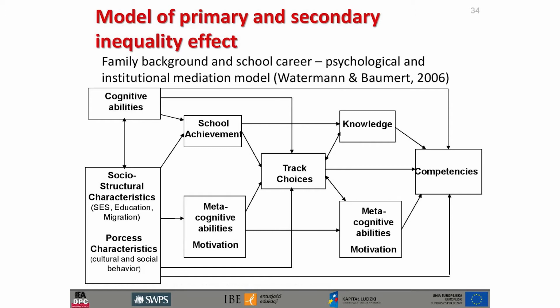But also process characteristics like the cultural and social behavior. Of course, it is not only important to have certain possessions, but also to apply them on a daily basis. So here you will find, for example, factors such as if parents regularly read books with their children, or if they attend theater or similar things.